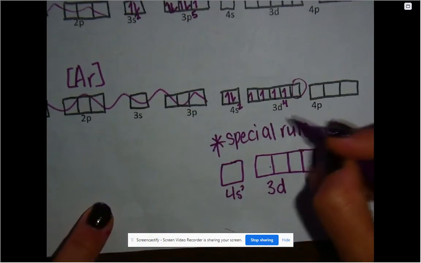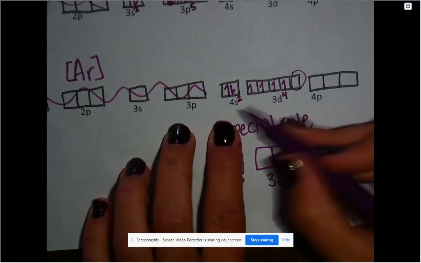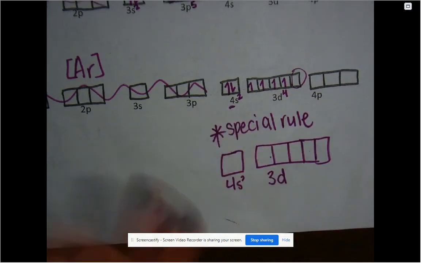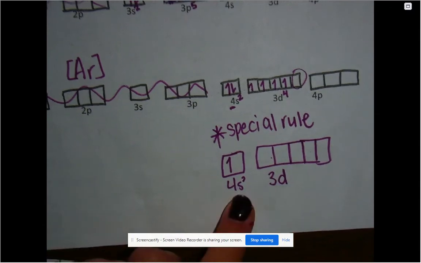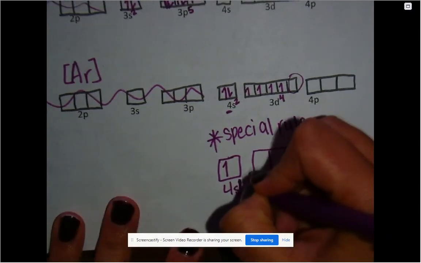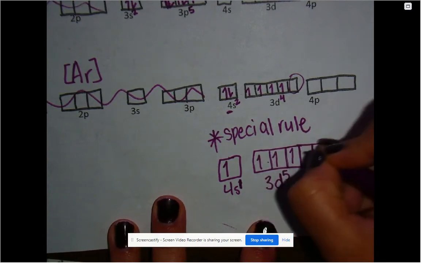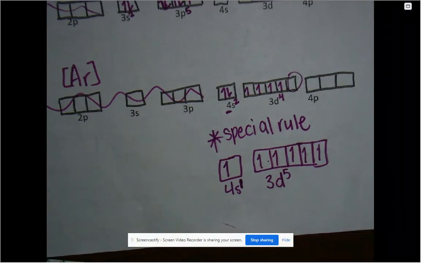So what happens is that since 4s is technically the outermost shell, right? The fourth row, fourth energy level, what it's going to do is it's going to steal an electron. So you're going to be left with only one electron in 4s. So we're going to have 4s1, 3d5, and we're going to fill up all of these. So again, this is a special rule. I will never test you over it, but I wanted you guys to be aware that this is technically what it should be. That's what happens.